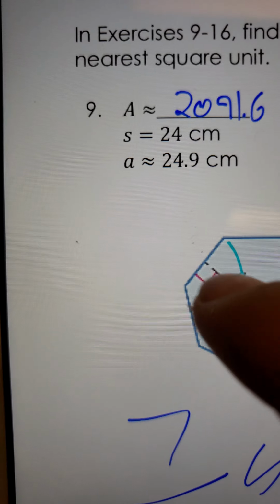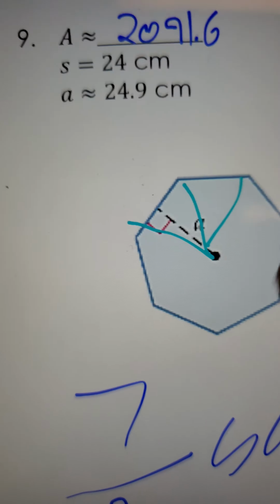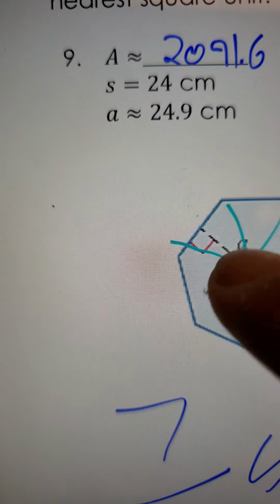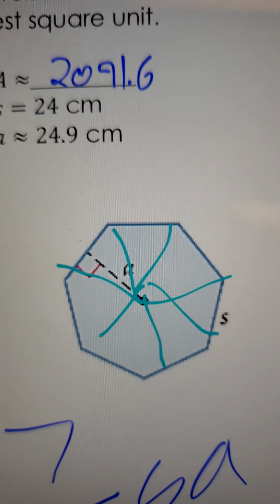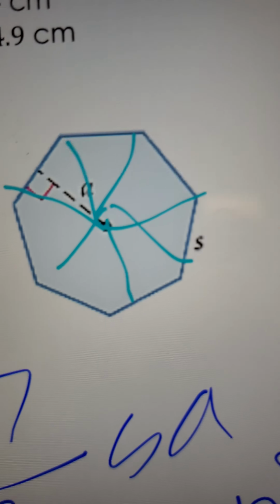So basically, you just draw these as triangles, and that way you can tell how many triangles. So basically, you find the area for one triangle and multiply by how many you got.